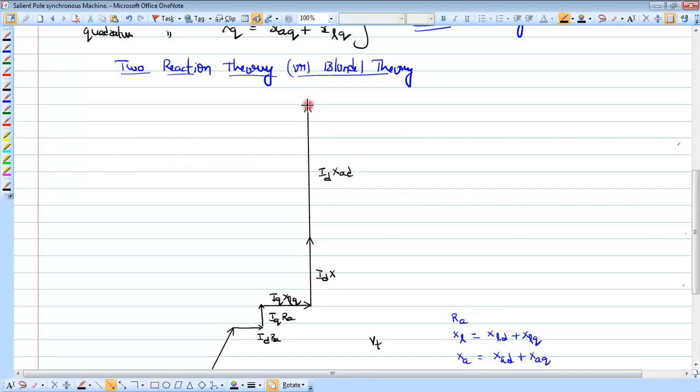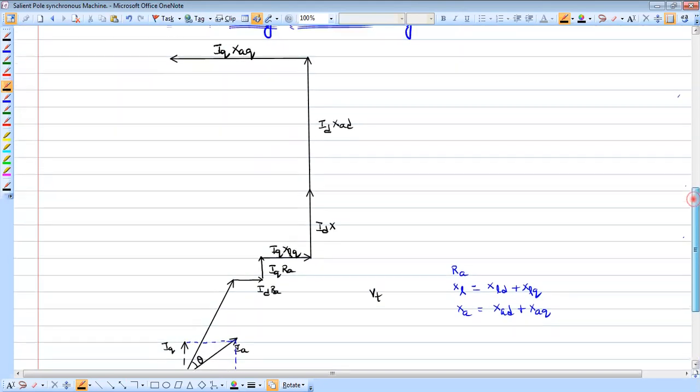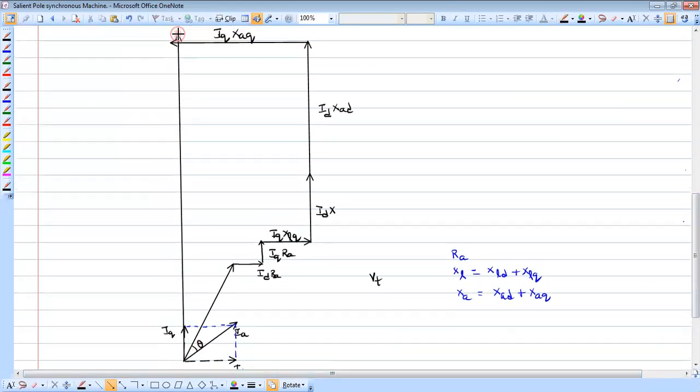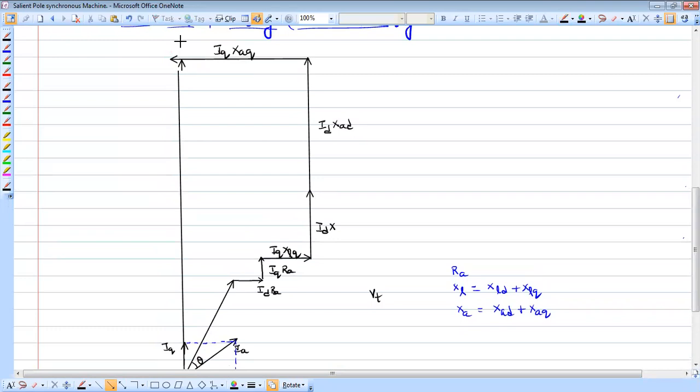So next, IQ. Next thing, quadrature axis armature reaction into quadrature axis current. This will be the phasor representation, and the sum of all these drops, if you add all this, you get the induced EMF E.